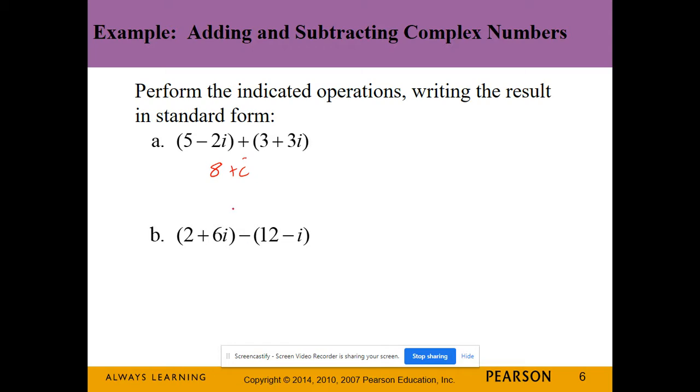Here where I'm subtracting, what I would suggest is to distribute the negative sign first and then collect like terms. So 2 plus 6i minus 12 plus i. And again, now you're just collecting the real part, collecting the imaginary part, and that'll be your answer. So 2 plus negative 12 is negative 10. 6i plus i is 7i.